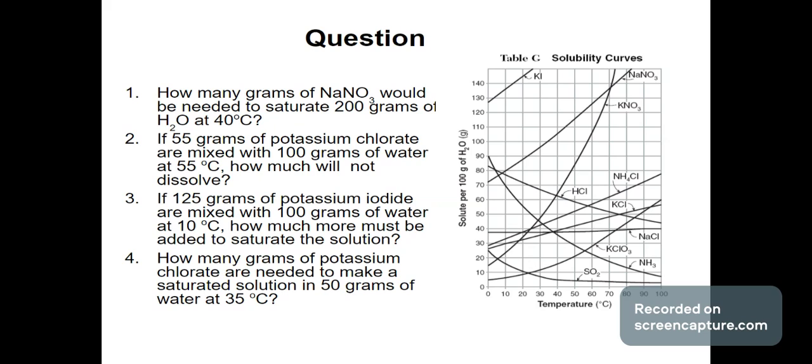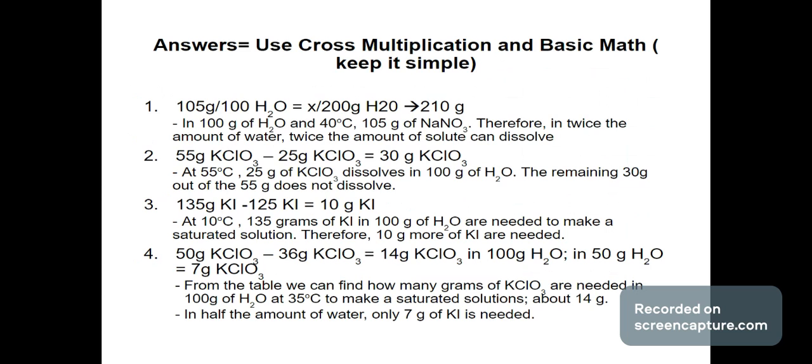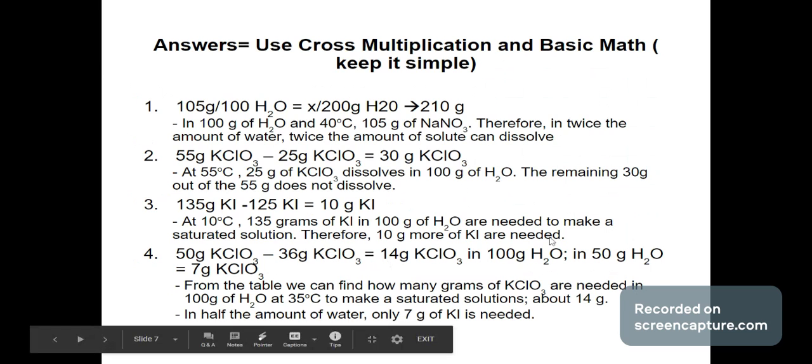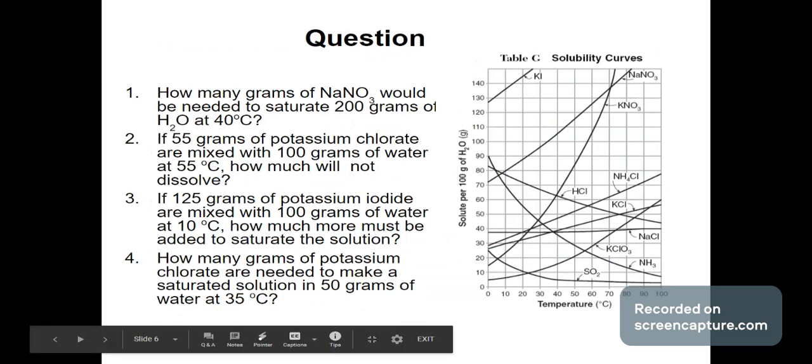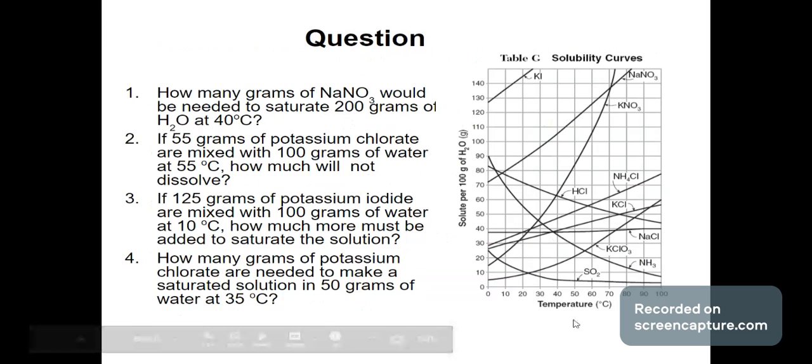So if I'm at 125 grams, I'm actually unsaturated. But 135 will be saturating it, right? If I'm at 125, I'm unsaturated. That would be a difference of 10, which is how I got it: 135 minus 125.